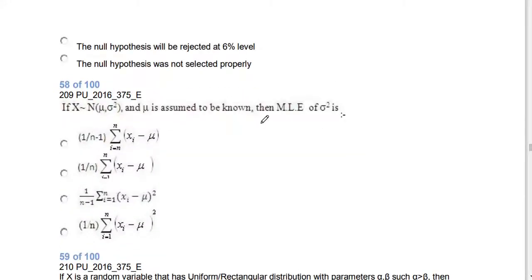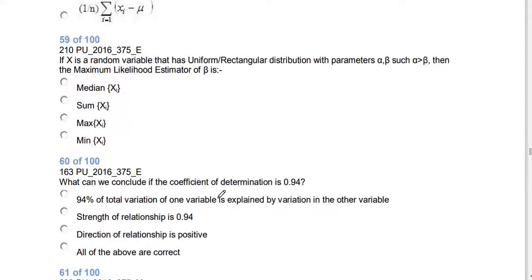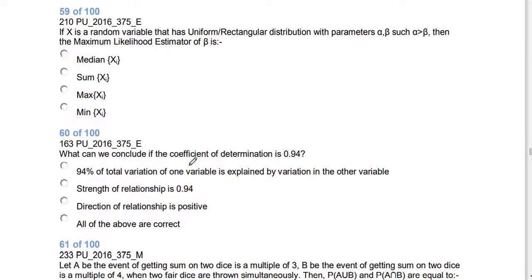The value of sigma square is what? 1 upon n. The coefficient of determination is 0.9494, so total variation is explained by the regression, the direction is positive, strength. Yeah, all the above is correct.